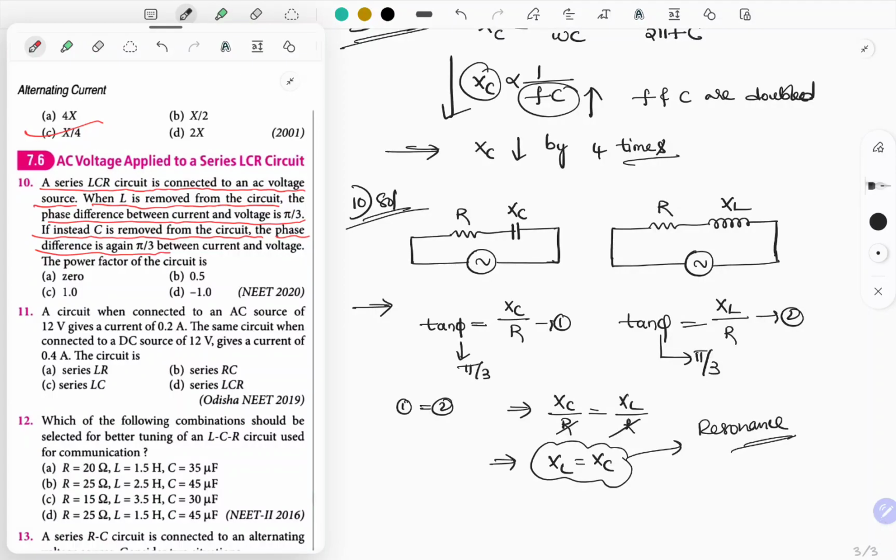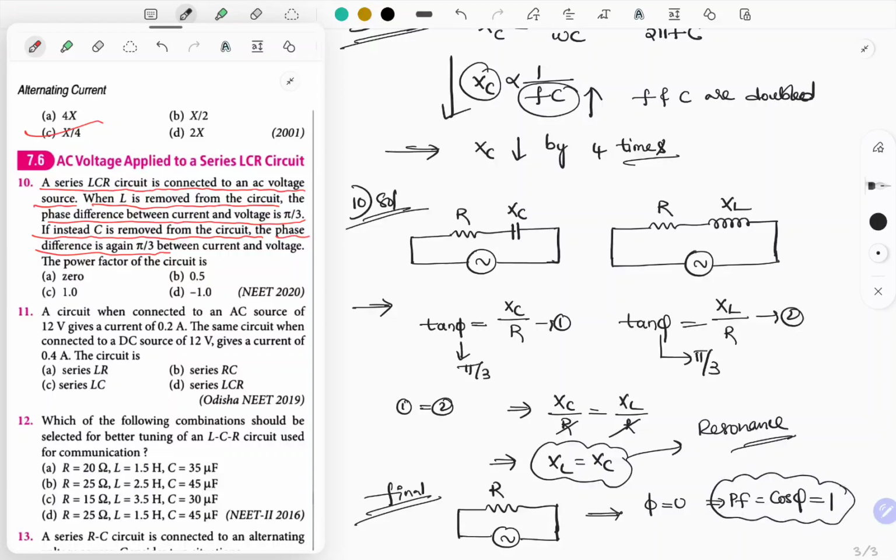Now what is the question? The power factor of this circuit. See, if XL is equal to XC, then the circuit is going to remain with only a resistor. So this is the final circuit, this is what I am left with. If the circuit is left with only a resistor, then the power factor of the circuit is equal to 1. There is no phase difference; the phase difference between voltage and current is going to be 0. The formula for power factor is cos phi, and cos phi is equal to 1.